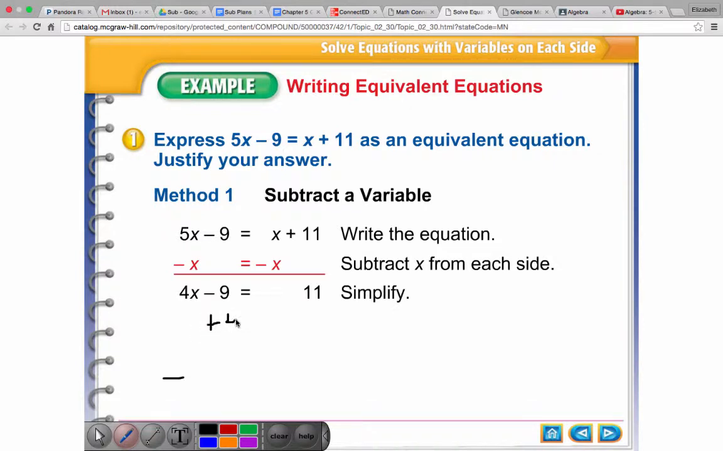So we add 9 to both sides. Writing with this is not good. Okay, I'm not going to try that.